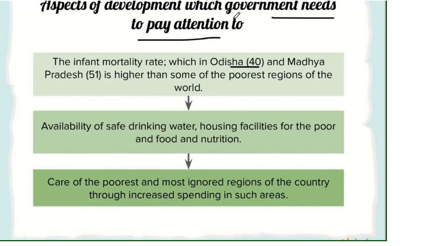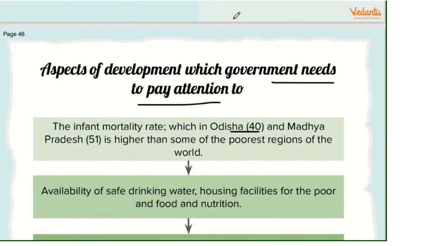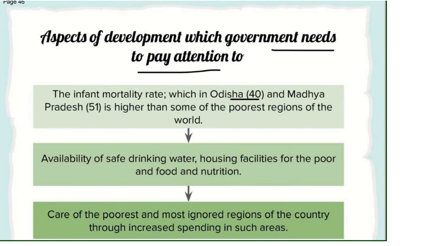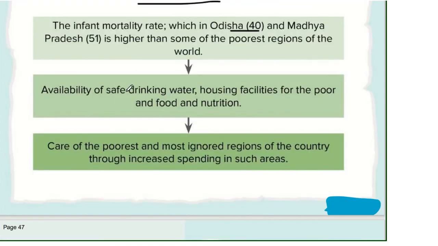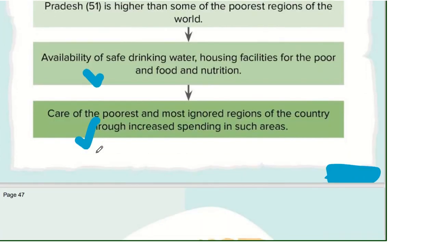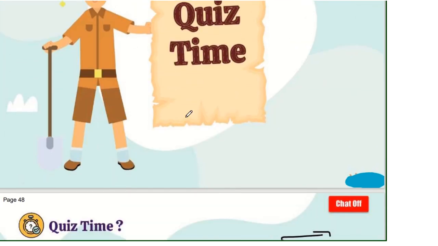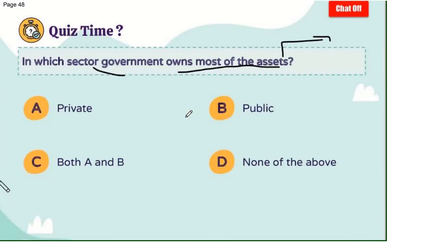Aspects of development which the government needs to pay attention to. Quiz time. In which sector does the government own most of the assets? Private, public, both A and B, or none of the above. As for me, public. Let's check.